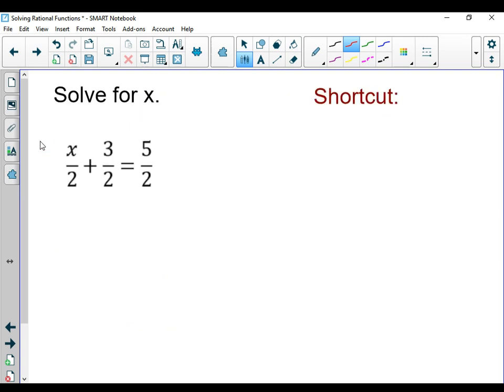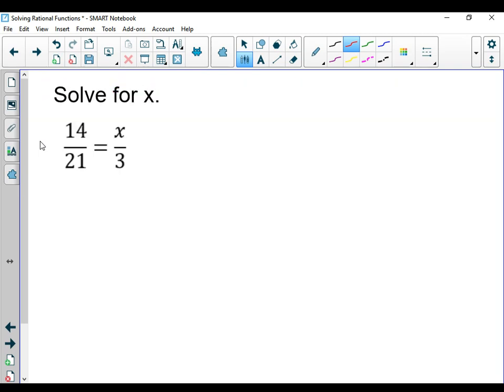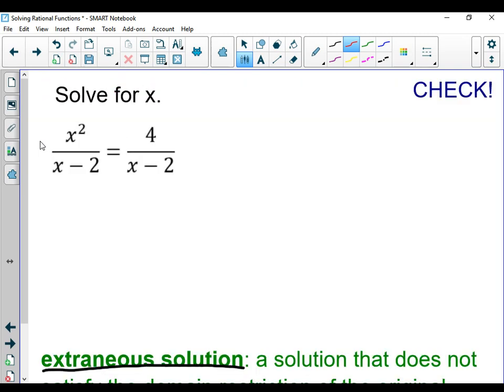Okay, same thing here. What would x be? 2. You did not have to know anything about solving rational equations there. You're just like, hey, what would make this equation true? 2. Okay. What about this one? 8. Again, denominators are the same, really don't need them. Now these are just the easier ones. Okay. Let's look at this.